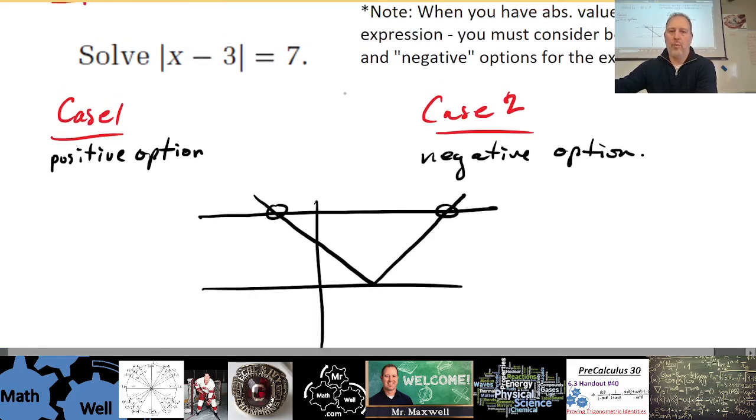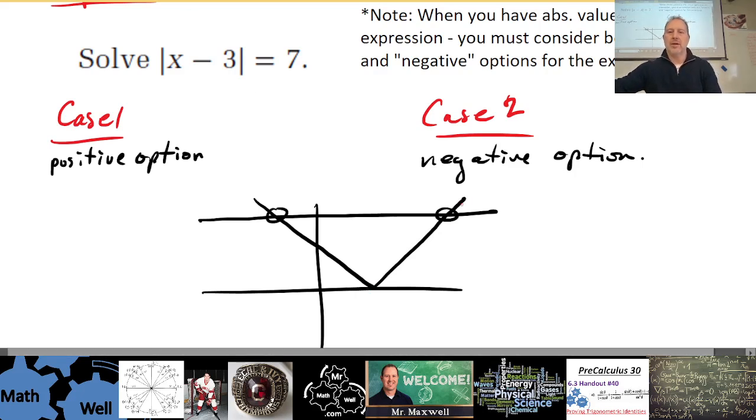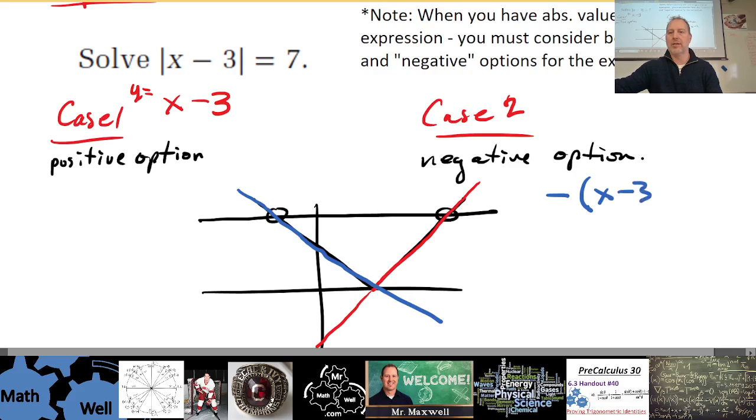Now, what we learned about absolute value equations is that this section right here on the right side comes from the positive version of x minus 3, of y equals x minus 3. And this side right here comes from the negative option, like this. It's literally negative (x minus 3). So we have two pieces to this. One is the positive version and one is the negative version.